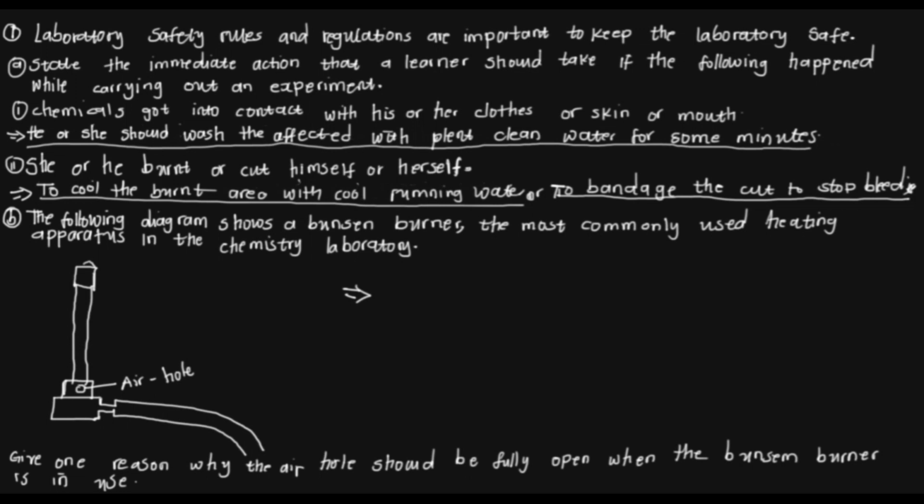Now let's say we have this question here. The following diagram shows a Bunsen burner, the most commonly used heating apparatus in the chemistry laboratory. So as we have seen the Bunsen burner here, give one reason why the air hole should be fully open when the Bunsen burner is in use. So this hole here, why should it be fully open? The reason why we are letting this air hole be open is to let the oxygen enter. Oxygen is very important for the burning of a fuel, or for combustion to take place.